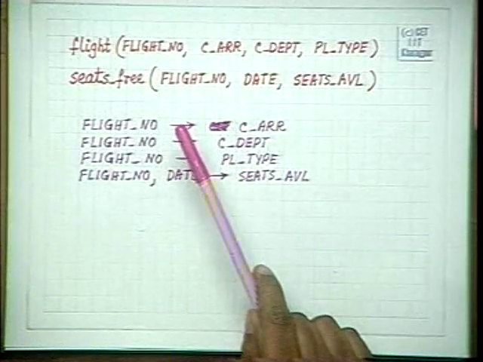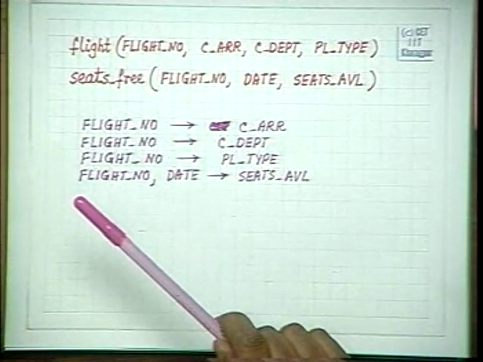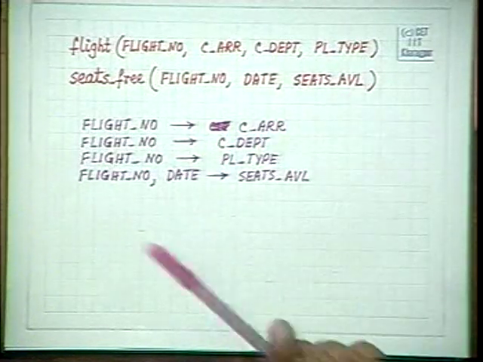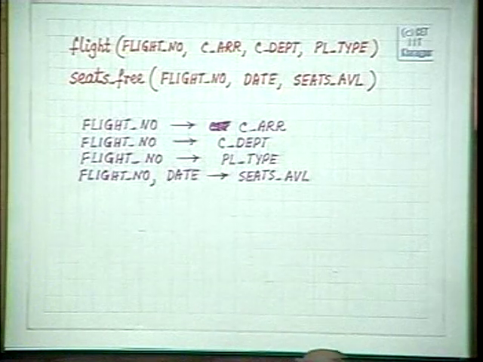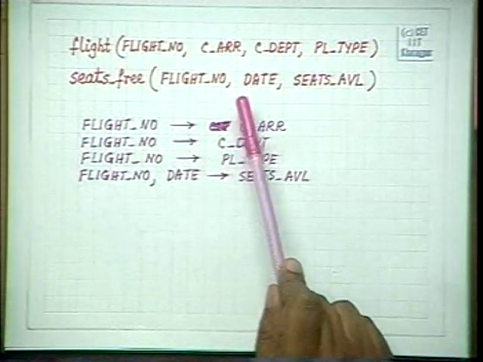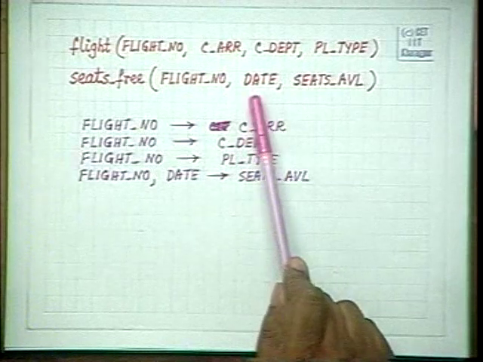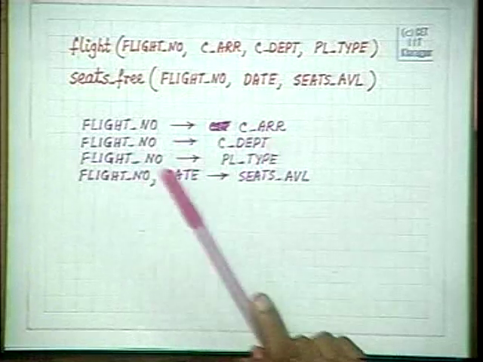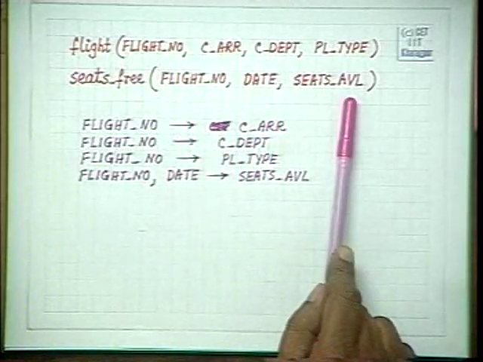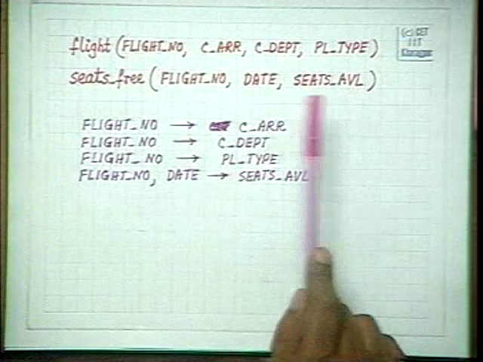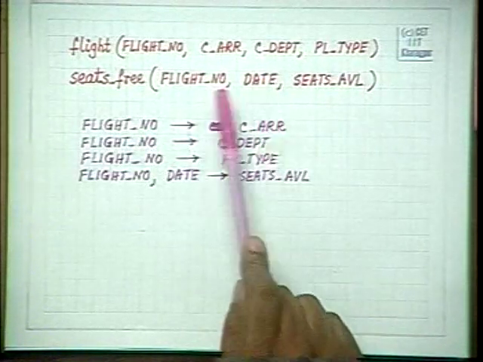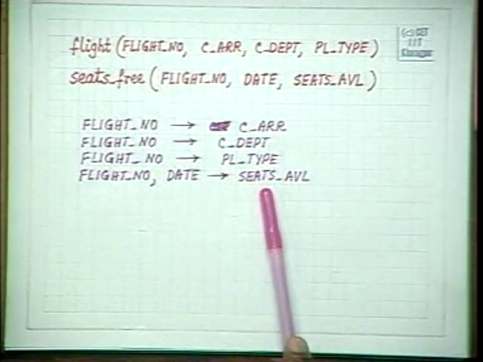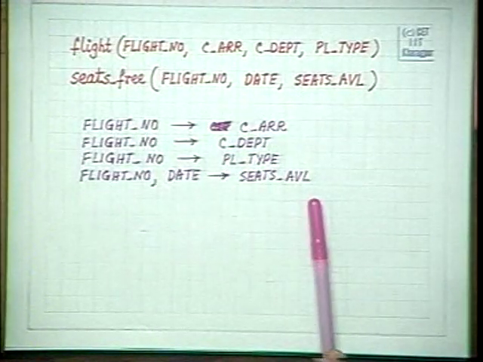And if flights are daily, that is there is only one flight per day, then flight number and date will give you uniquely the number of seats available. On the other hand, if we have the same flight number twice on the same day, then this will not hold. But normally that is never the case. On a particular date, for a flight number, the seats available is the number of seats available. So, we have this functional dependency.